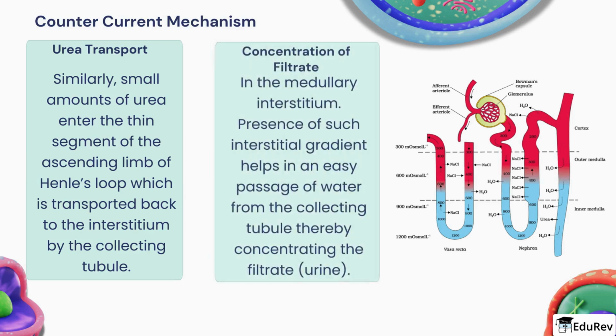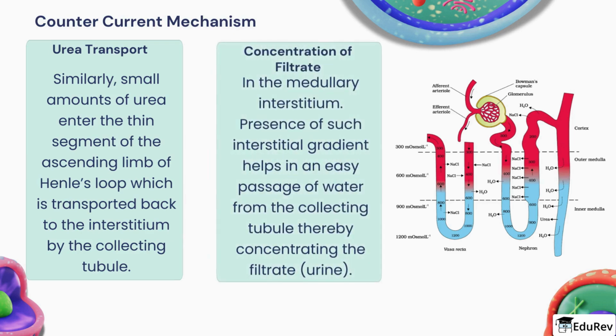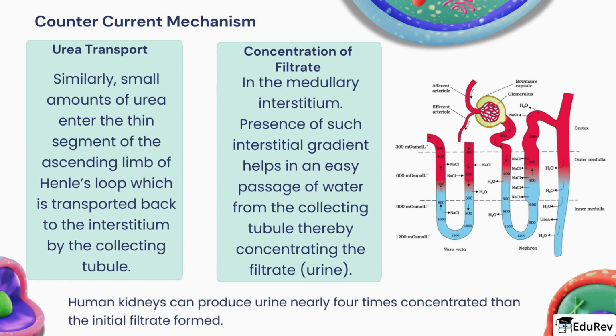In the medullary interstitium, the presence of such an interstitial gradient helps in an easy passage of water from the collecting tubule, thereby concentrating the filtrate into urine. Human kidneys can produce urine nearly 4 times more concentrated than the initial filtrate formed.